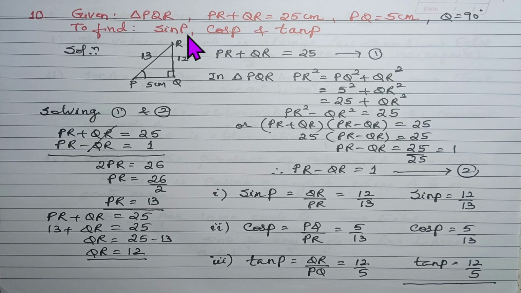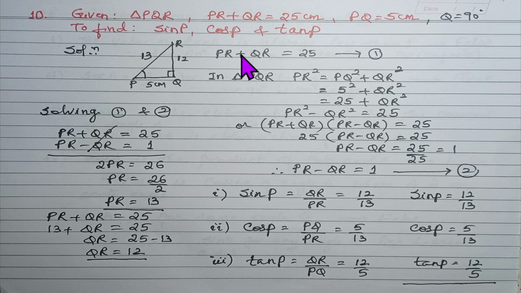Now take this triangle PQR, apply Pythagoras theorem, then PR square is equal to PQ square plus QR square. We know that PQ square is 5 square plus QR square, that is 25 plus QR square. Now if I take QR square to that side, it becomes PR square minus QR square is equal to 25. A square minus B square is (A plus B)(A minus B), so (PR plus QR)(PR minus QR) is equal to 25. But we know that PR plus QR is 25, so replacing that by 25, we get 25 into (PR minus QR) is equal to 25, or PR minus QR is equal to 1. So we have got the second equation.